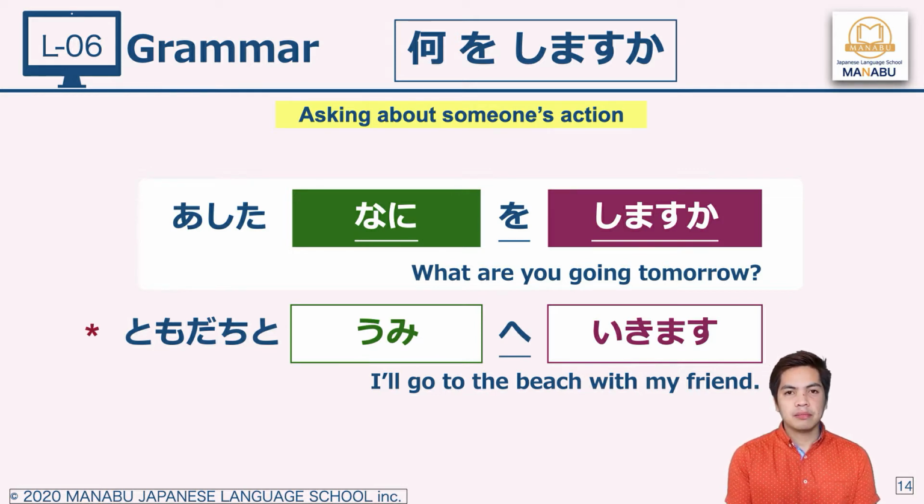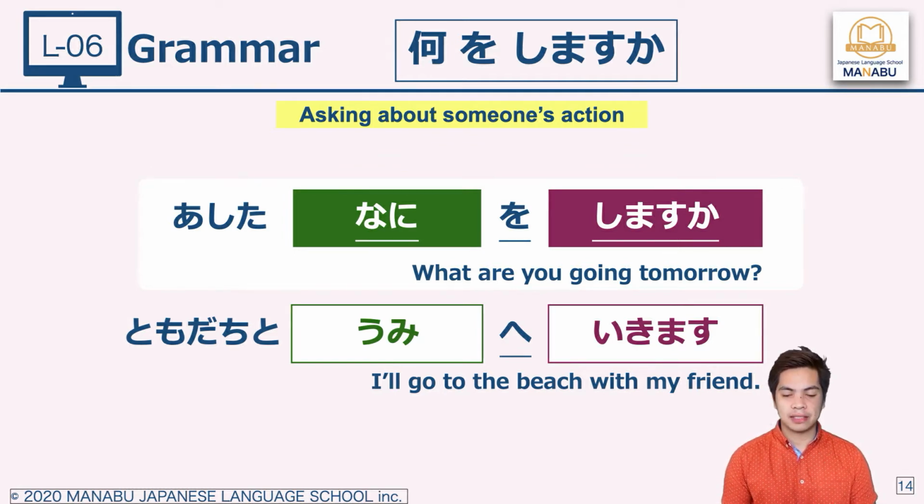The word umi is beach, and the particle e. We attach the particle e to the place where we are going, or the place of direction. Then the verb ikimasu. So I will go to the beach with my friend, tomodachi to. So tomodachi to umi e ikimasu. For example, ashita nani o shimasu ka? For example, you will have a party. So you will use the previous example, party o shimasu.